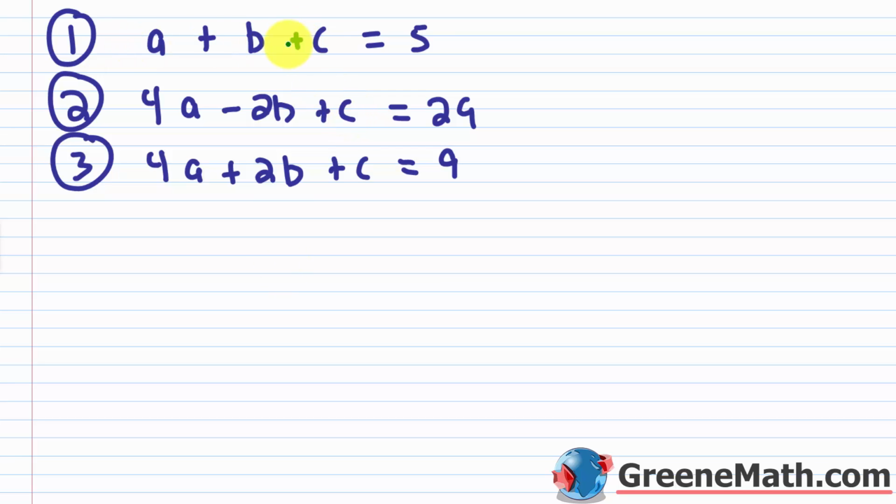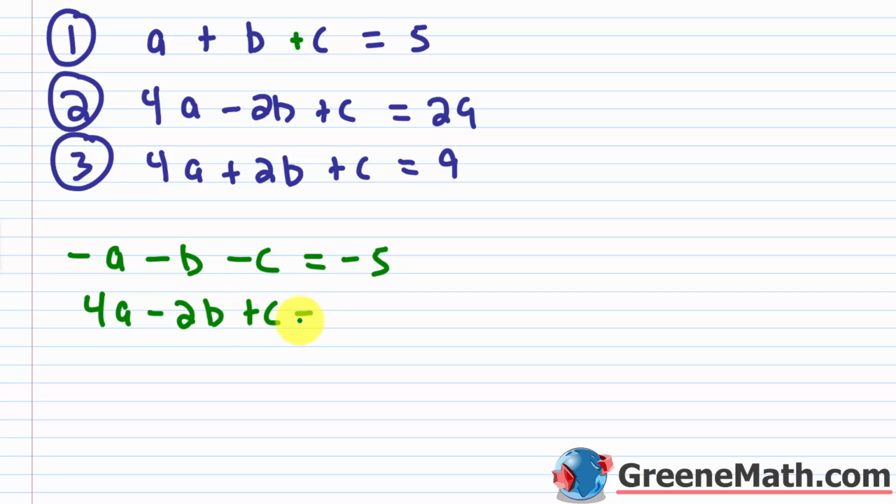All right, so -1 multiplied by equation 1 would be -a minus b minus c equals -5. I just multiplied everything by -1, so it just changed the sign of each term. That's all it did. Then for equation 2, we keep that as it is, so 4a minus 2b plus c equals 29. And then we're going to add these 2 equations together. So remember, when we do this, we're adding the 2 left sides together, and we're setting this equal to the sum of the 2 right sides.